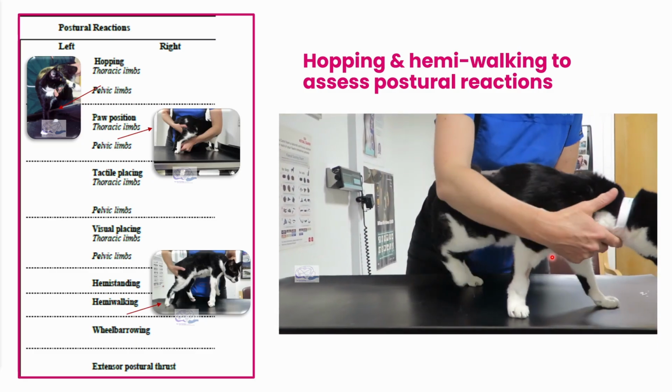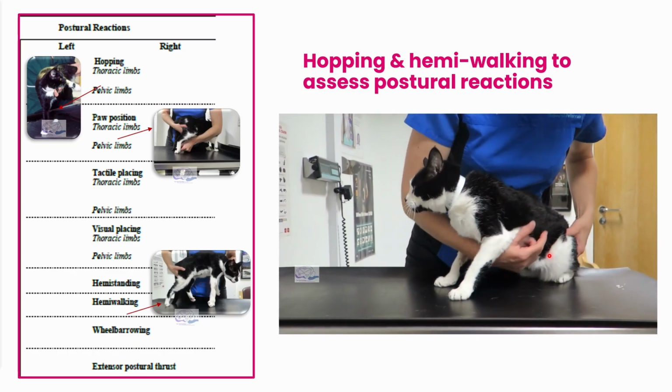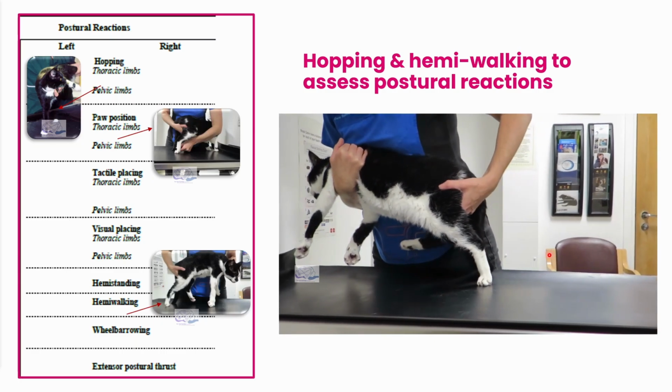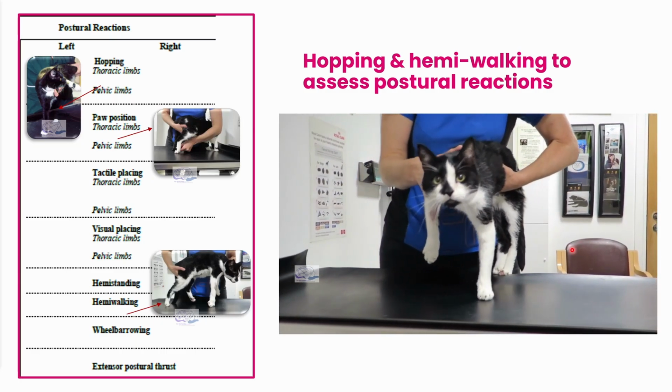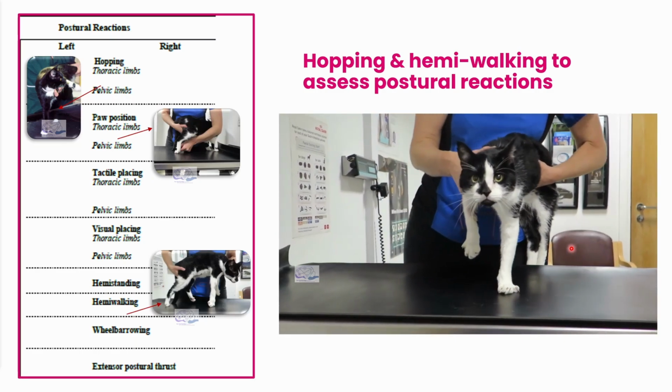Moving on to hopping. So in hopping, as soon as the joint is no longer in alignment, then the animal should instantly correct it. As is normal for these thoracic limbs.